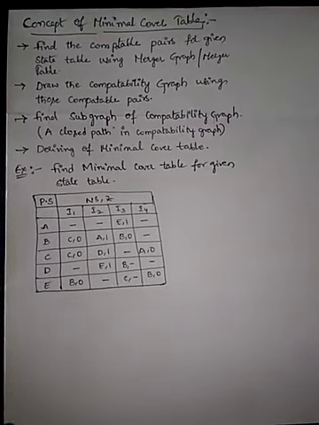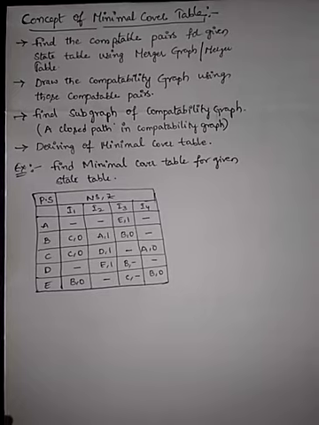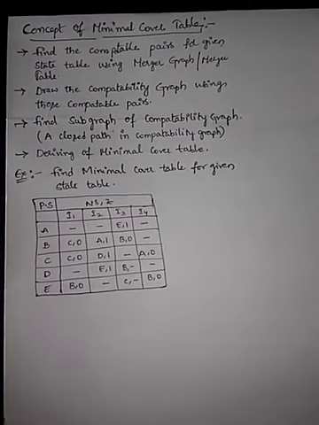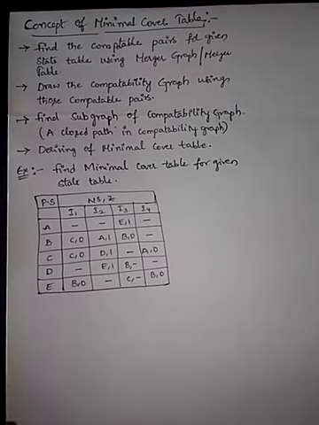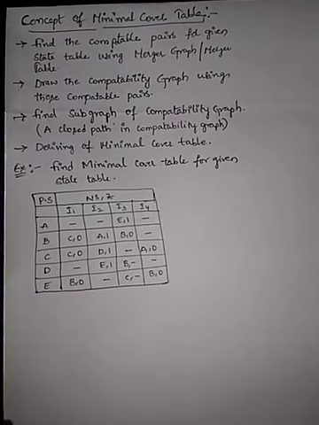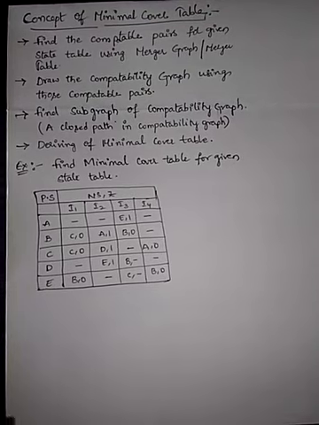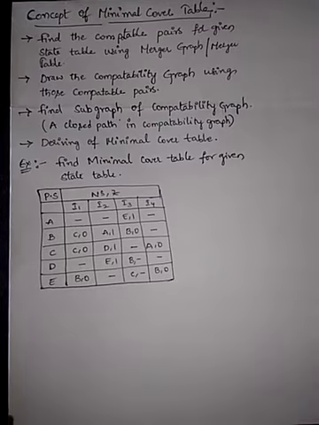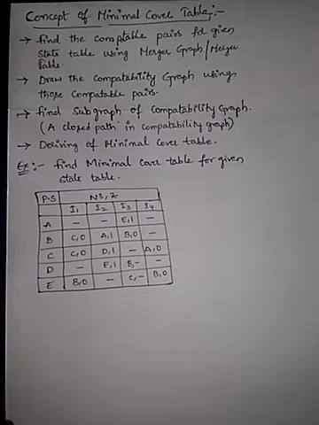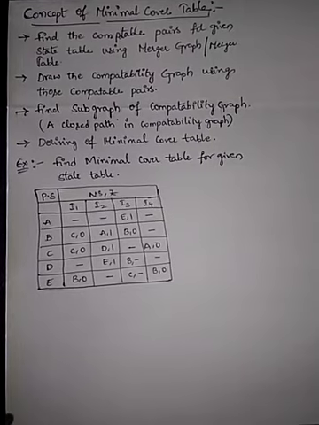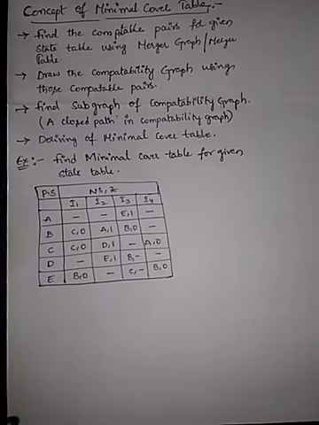Hello. So in this video we are going to discuss the concept of minimal cover table. In the previous videos we have seen the concept of merger table as well as the concept of merger graph. Those two are the state reduction tools which are used to find the set of maximal compatibilities and which are helpful to find the compatible pairs, and with the help of these compatible pairs we are going to reduce the number of states in an incompletely specified machine, right?